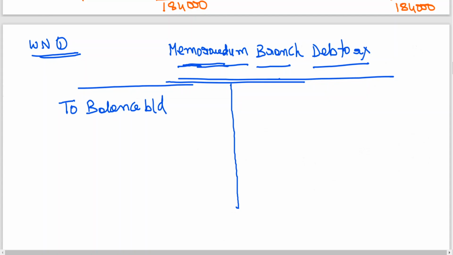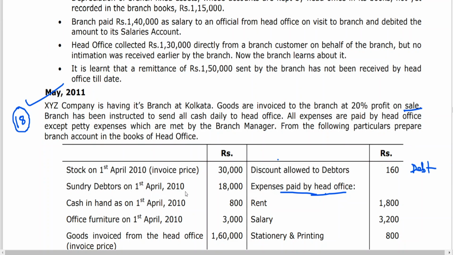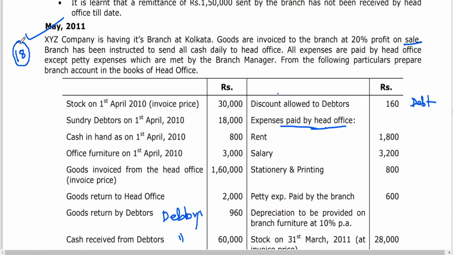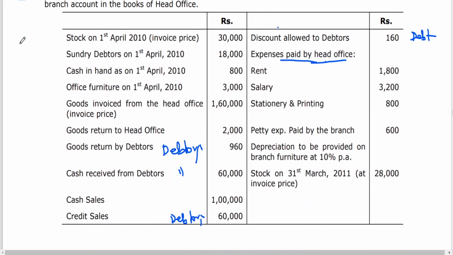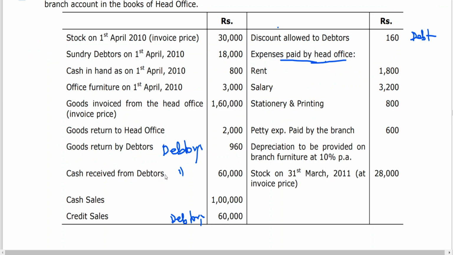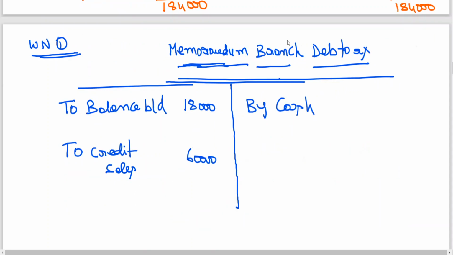To balance brought down 18,000. To credit sales 60,000. By cash collected from debtors 60,000.